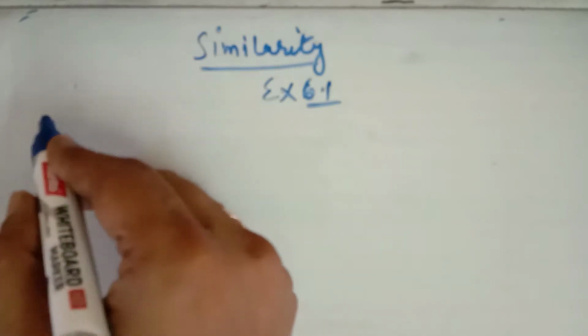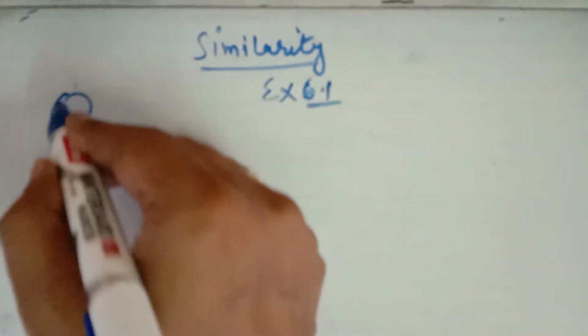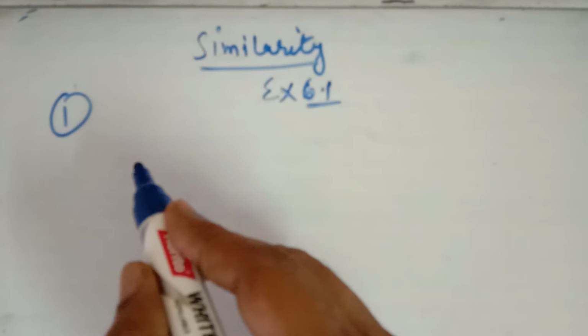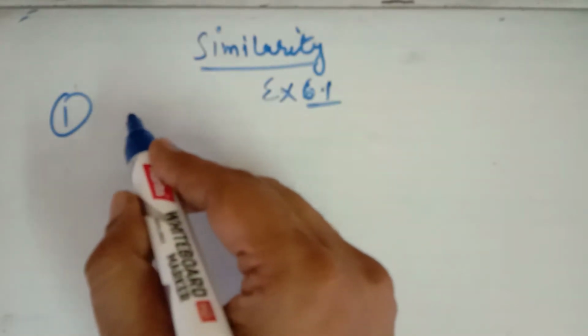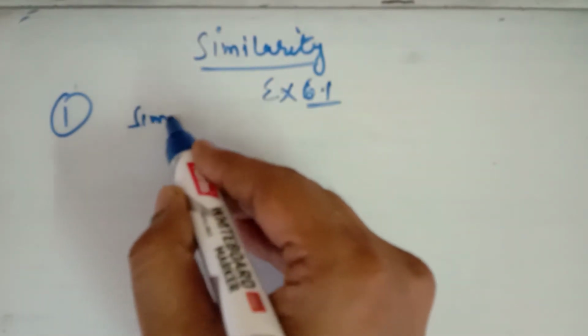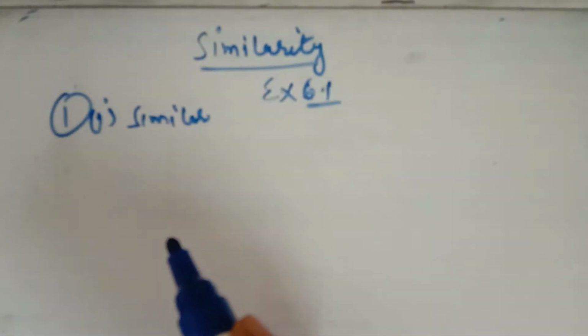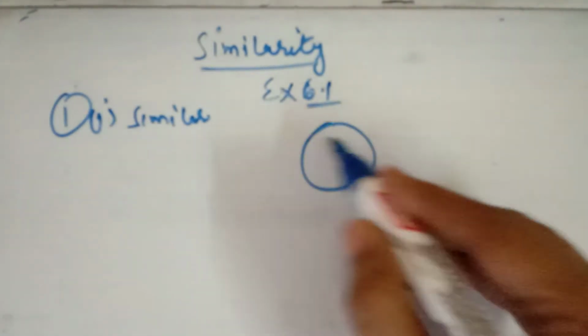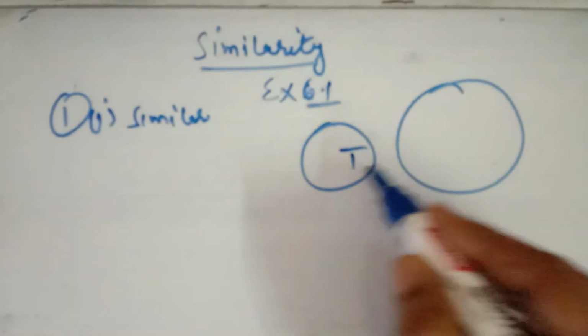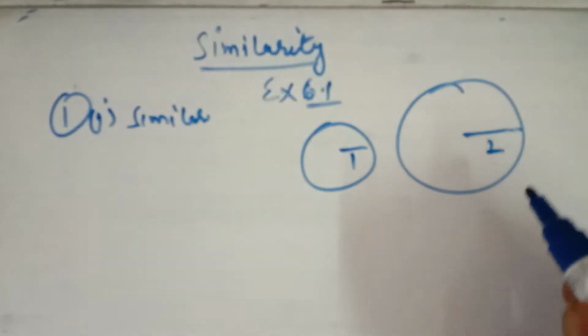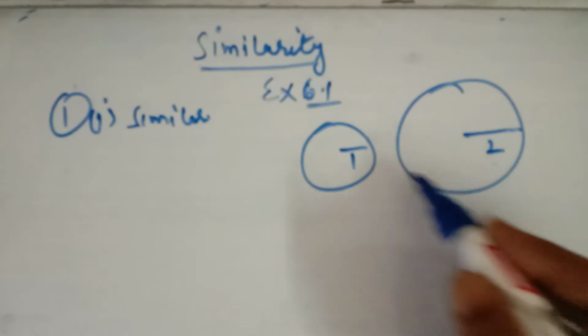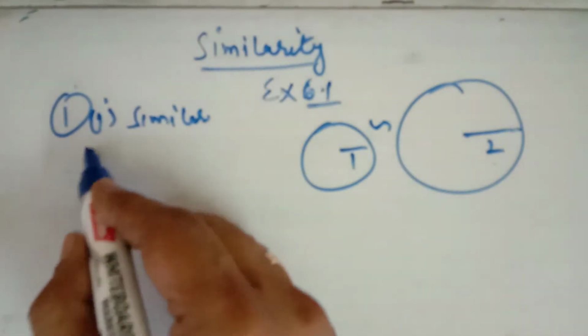Now in exercise 6.1, question number 1, see in your books: are all circles congruent or similar? All circles are similar because they have the same shape. We can have a circle of 1 centimeter radius and a circle of radius 2 centimeter, but their shape is the same, so they are similar but not congruent.